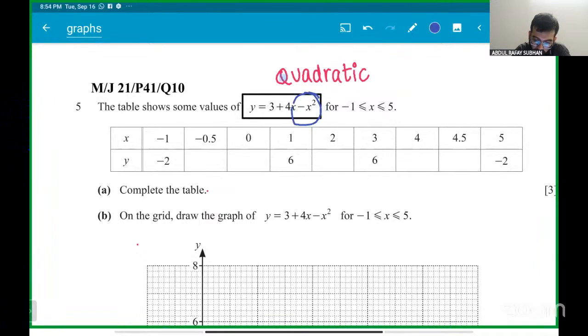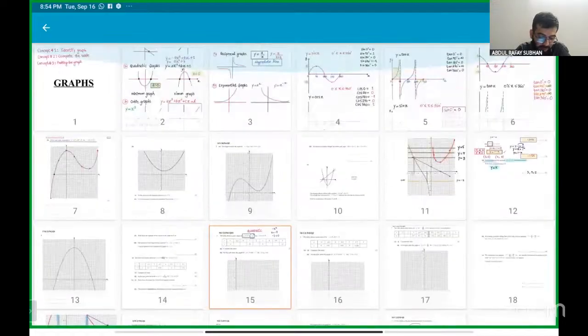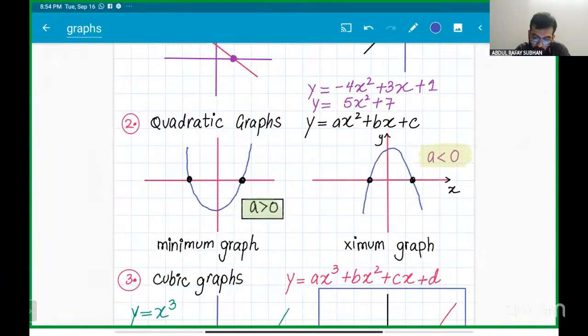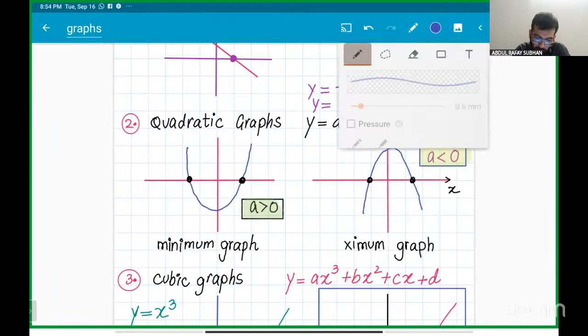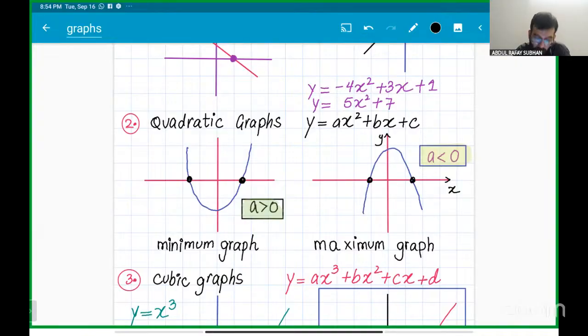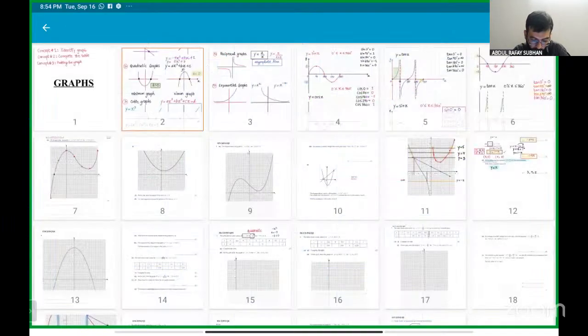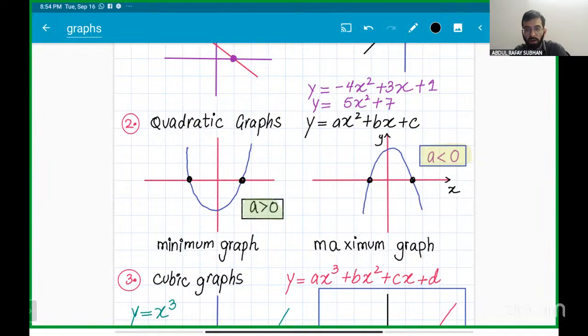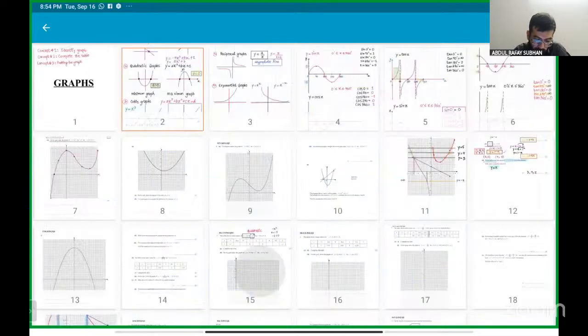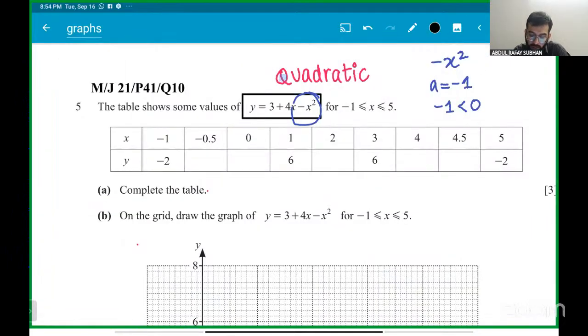So, sir, the x square value is minus x square, which means that a is equal to -1, and -1 is less than 0. If a is less than 0, it will be a maximum graph. Doesn't matter what happens, I will show you the maximum graph now. Focus for the next 5 minutes, okay? It doesn't matter whatever happens, the shape will be 100% like this, because you have already judged at the start of the question that the x square coefficient is -1, which is less than 0.